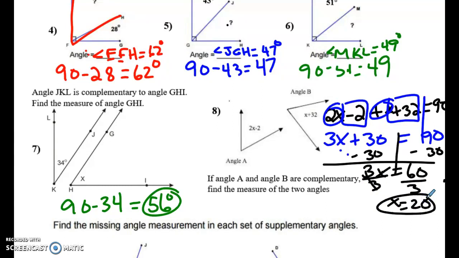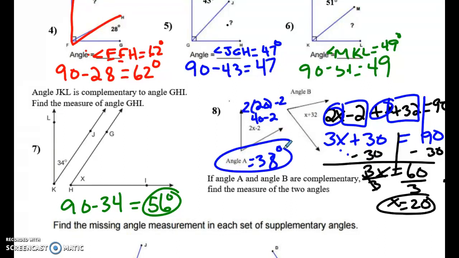Sorry, I took up a lot of space. So I figured out x equals 20, but it didn't ask me what x equals. It asked me to find the measure of the angles. So now I still need to substitute x back into the expressions to figure out the angles. So 2 times x minus 2. That means I need to do 2 times 20 minus 2. 40 minus 2 lets us know that angle A equals 38 degrees.